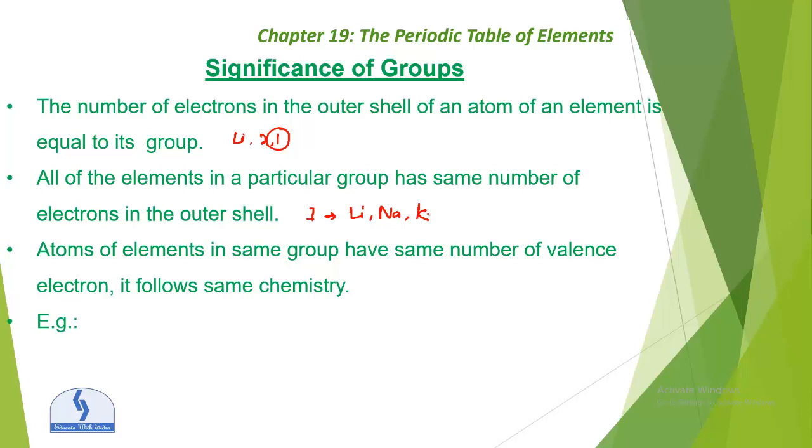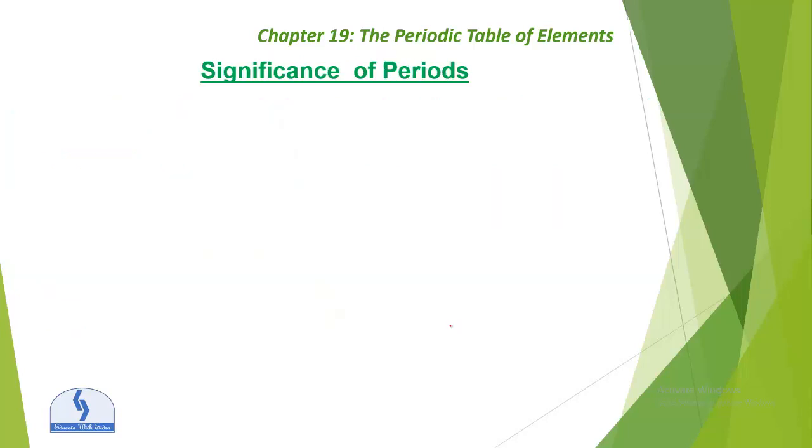For example, we have already studied lithium, sodium, and potassium. They are in the same group because they have only 1 electron in their outermost shell. Lithium loses 1 electron and becomes an ion, so it has only 1 electron to lose, like sodium and potassium.